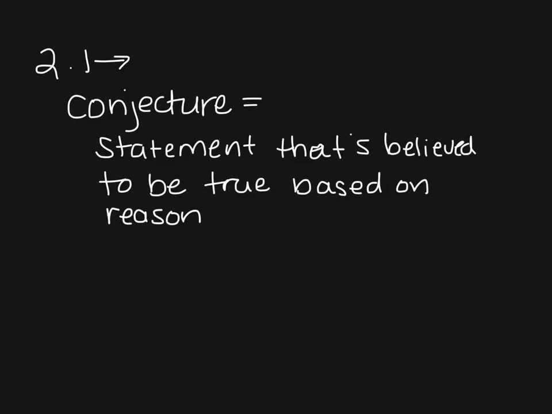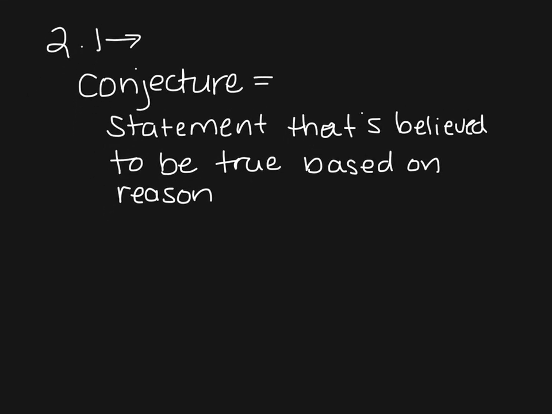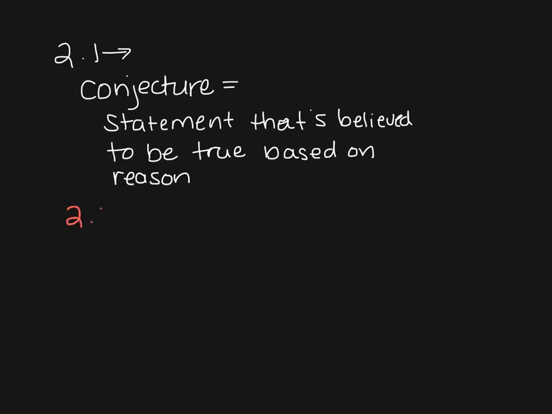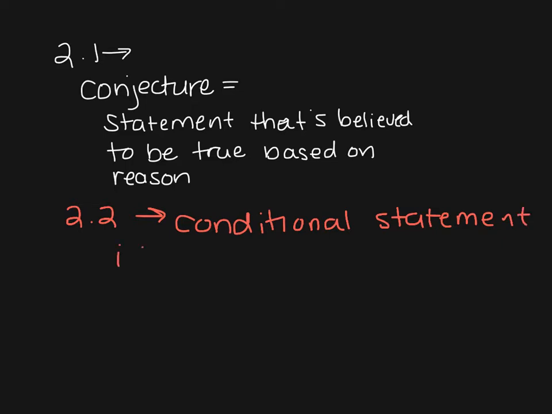And then in 2.2, you started to identify a conditional statement, which is one that can be written in if-then form. And again, you can get something like, which of the statements is true. If 2 angles are supplementary, then they add up to 180 degrees, which would be true. If 2 angles are complementary, they add up to 180 degrees, that would be false.